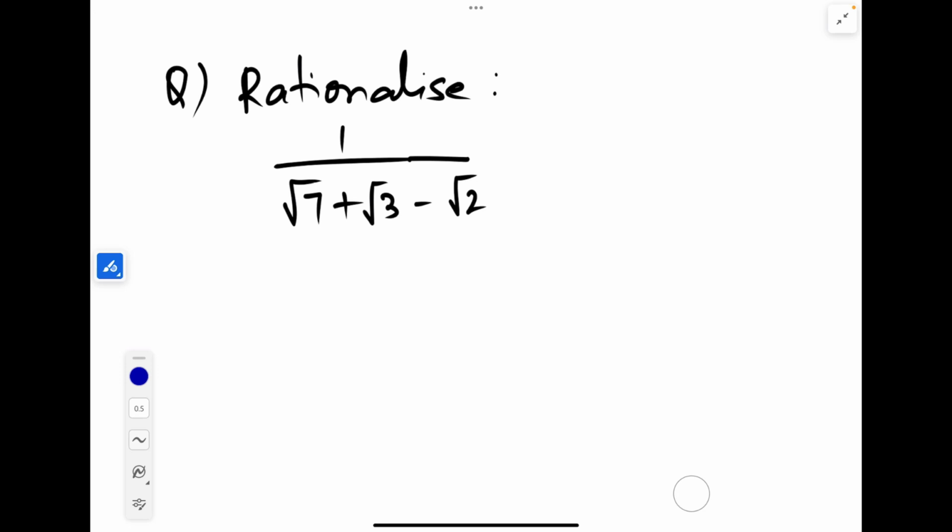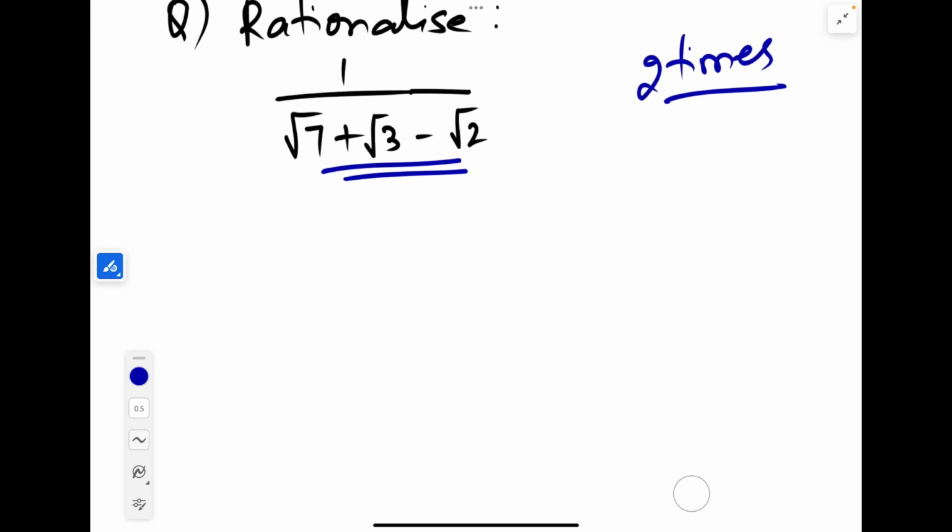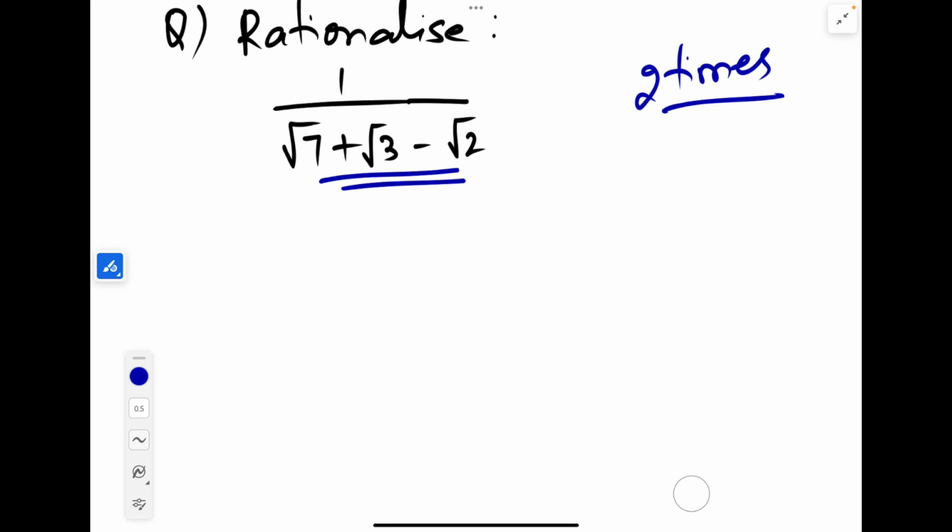Children, till now we have rationalized when the denominator has 2 terms, but here we have 3 terms. So in such cases we have to do rationalizing 2 times. Let us see the step-by-step procedure.